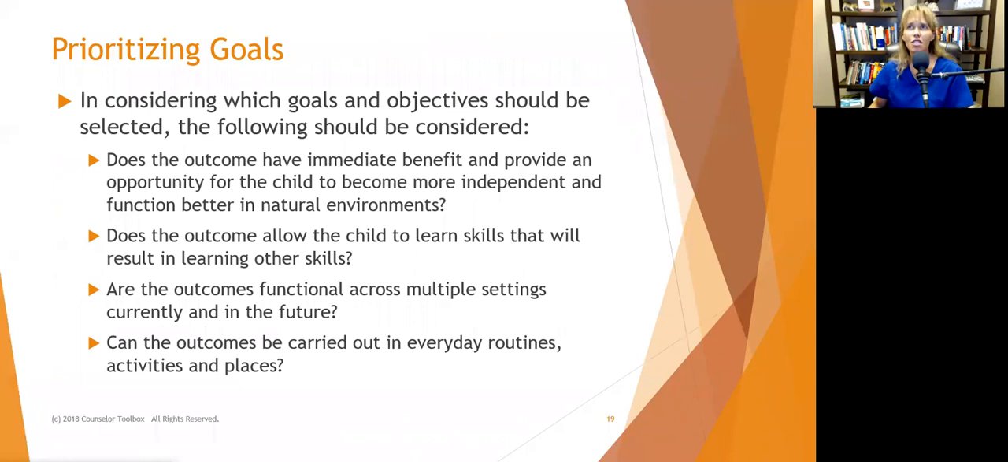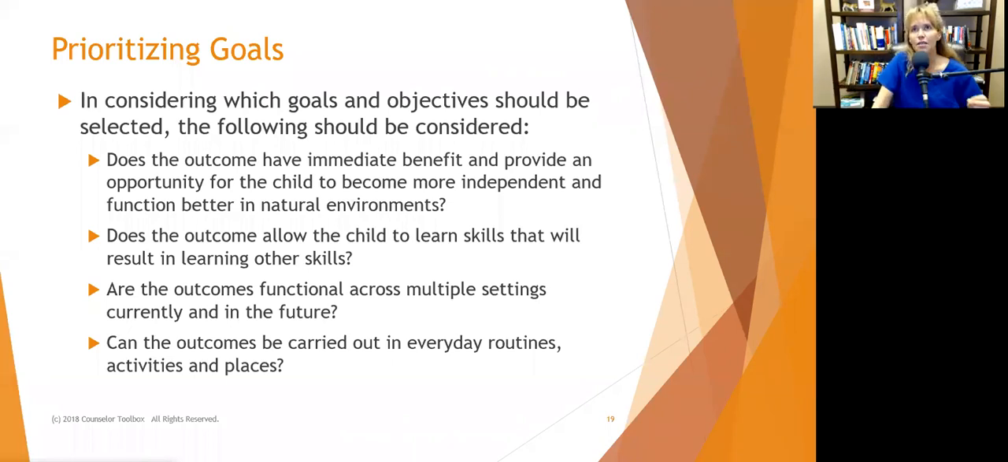In considering which goals and objectives should be selected, we need to consider, does the outcome have an immediate benefit and provide an opportunity for the child to become more independent and function better in natural environments? So again, if we're talking about him standing on one leg and balancing, probably not. If we're talking about him learning how to put on his shoes, well then yes. So that's the wonderful thing with Velcro now. Can he put on his socks? Okay, that's step one. Can he put on shoes with Velcro? That's step two. Can he put on shoes with laces? That's phase 3. But we want to help him through the process.